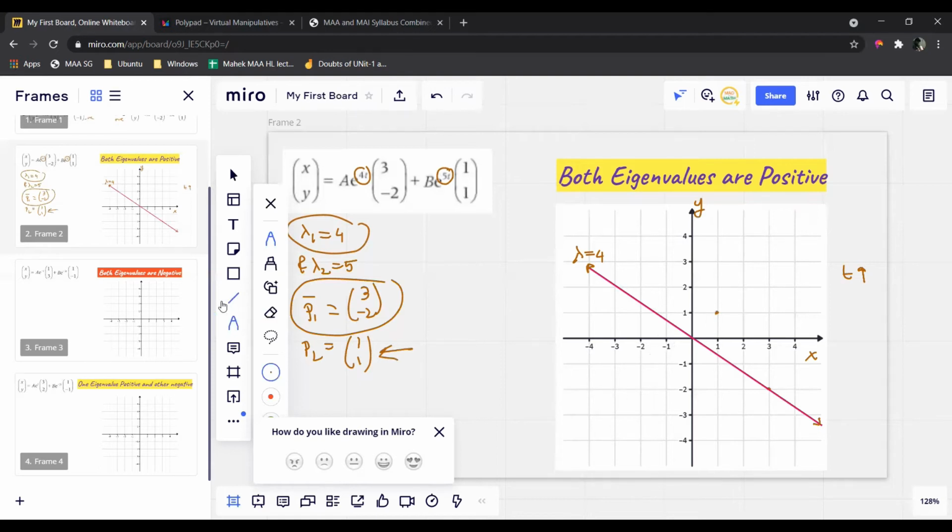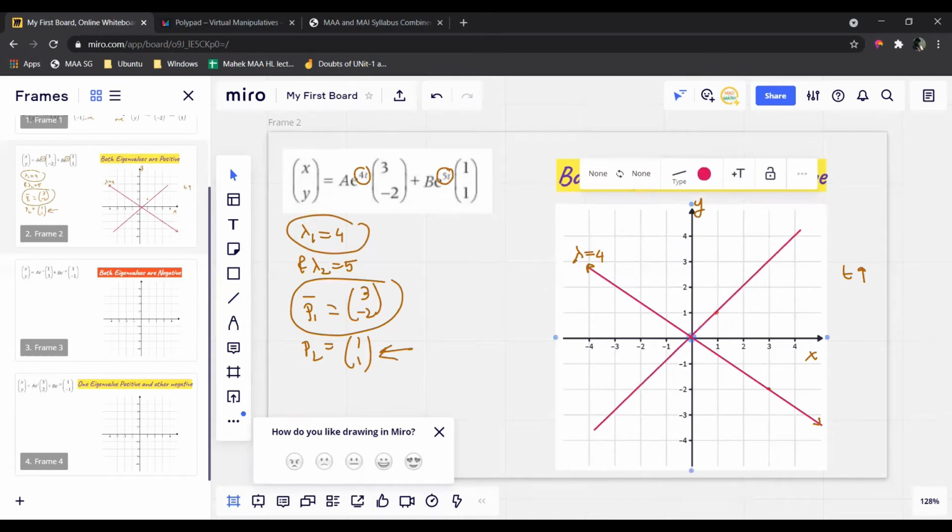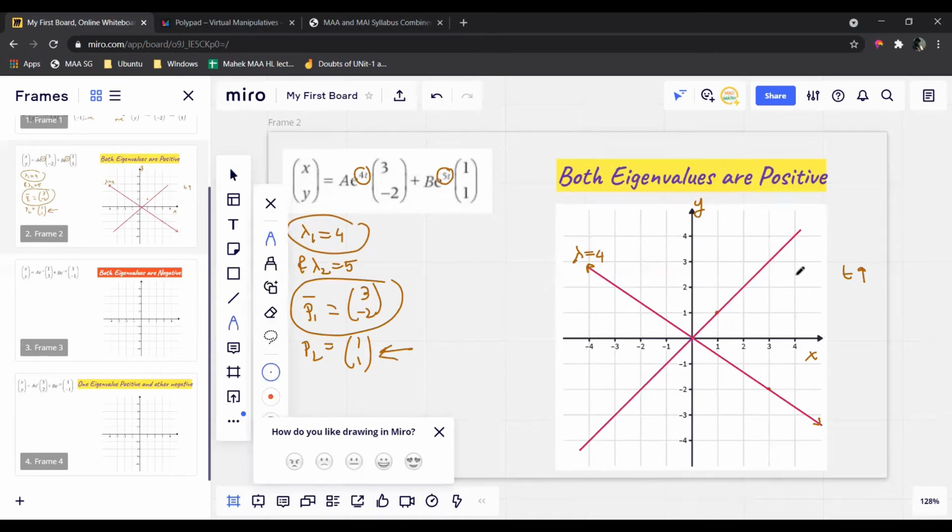1 comma 1. Okay. Similarly, I'll draw the eigenvector passing through 1 comma 1, approximately there. So 1 comma 1. Same like the previous one, I label this eigenvector as lambda equals 5. So this eigenvector corresponds to lambda equals 5. Okay. Now look at the signs.